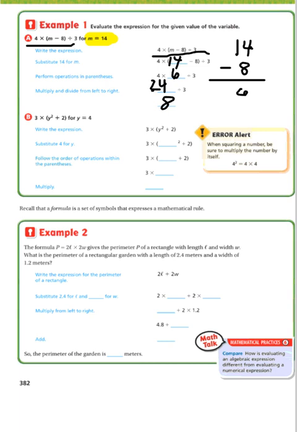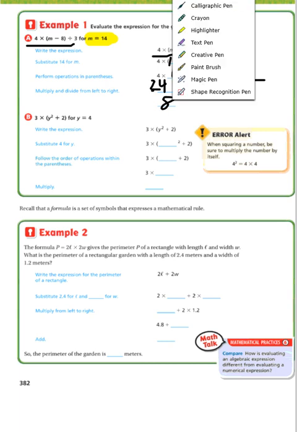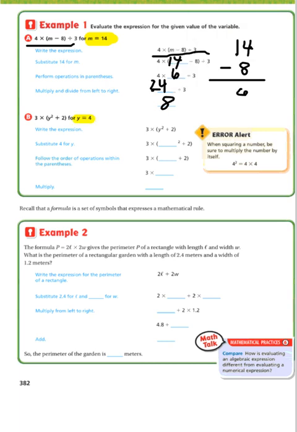B. 3 times y squared plus 2, and y equals 4. So every time we see y, we are going to replace it with 4. Write the expression. They went ahead and they did that for you. Substitute 4 for y. 4 goes here. If you have an exponent, though, on a variable, keep that exponent in its place. The variable is usually the base number, so we're going to put 4 in the place of y for the base number.